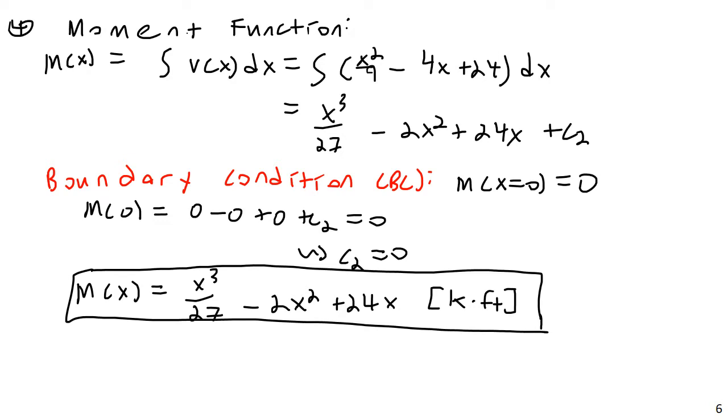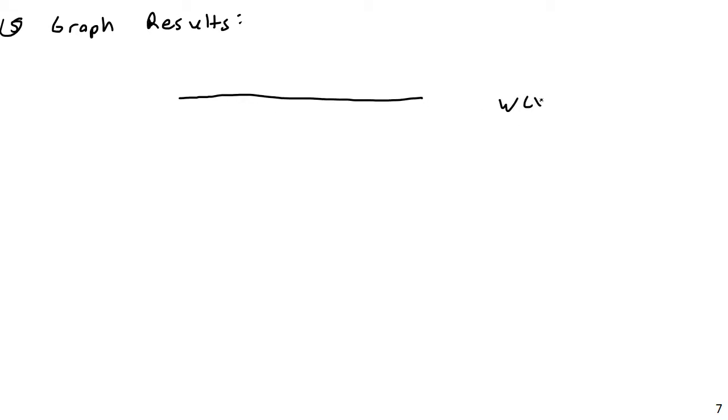Okay, so I've actually completed the steps of the problem or the requested information for the problem. I think I'll just go ahead and graph the results. Step 5, graph results. And like I've mentioned before, I do like to go ahead and put them all above each other so we can see the mathematical relationships. So I'm going to put, let's say, my w of x here. This would be in kips per foot.